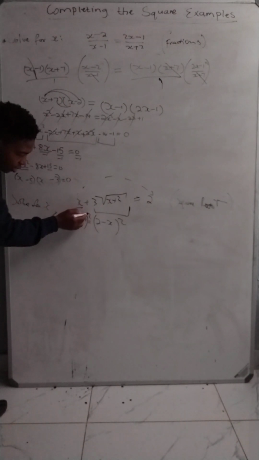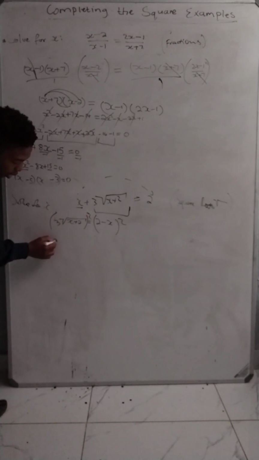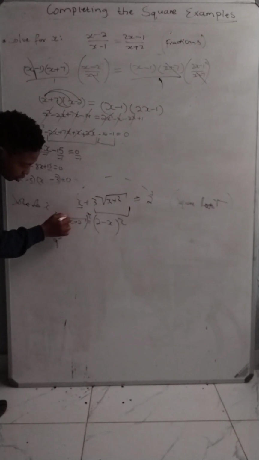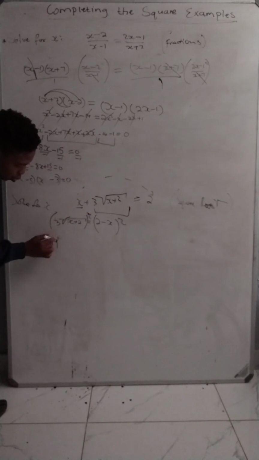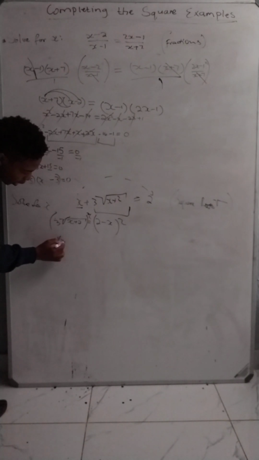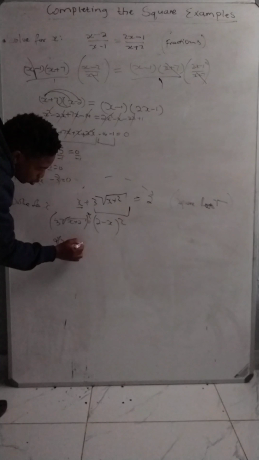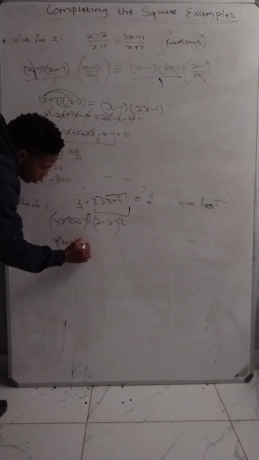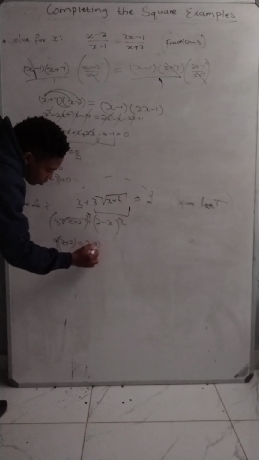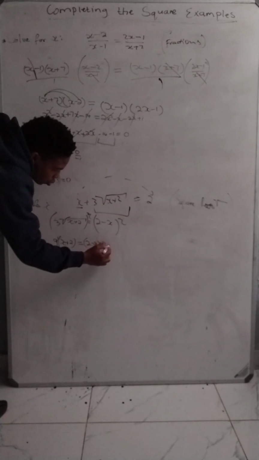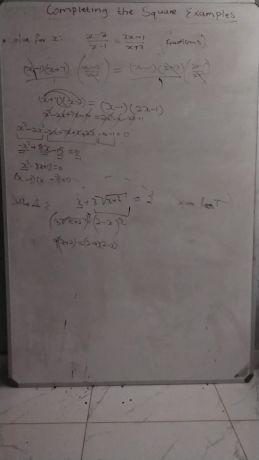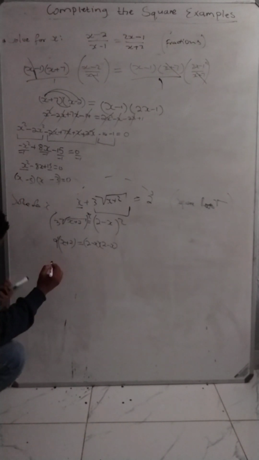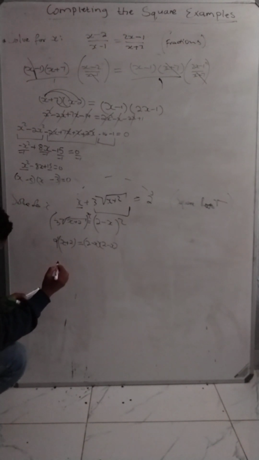So 3 squared will be 9 times this, and then the square will remove the square, so that will be 9 into x plus 2. Okay, is equals to 2 minus x into 2 minus x, like that. Okay, so now you will have this side.